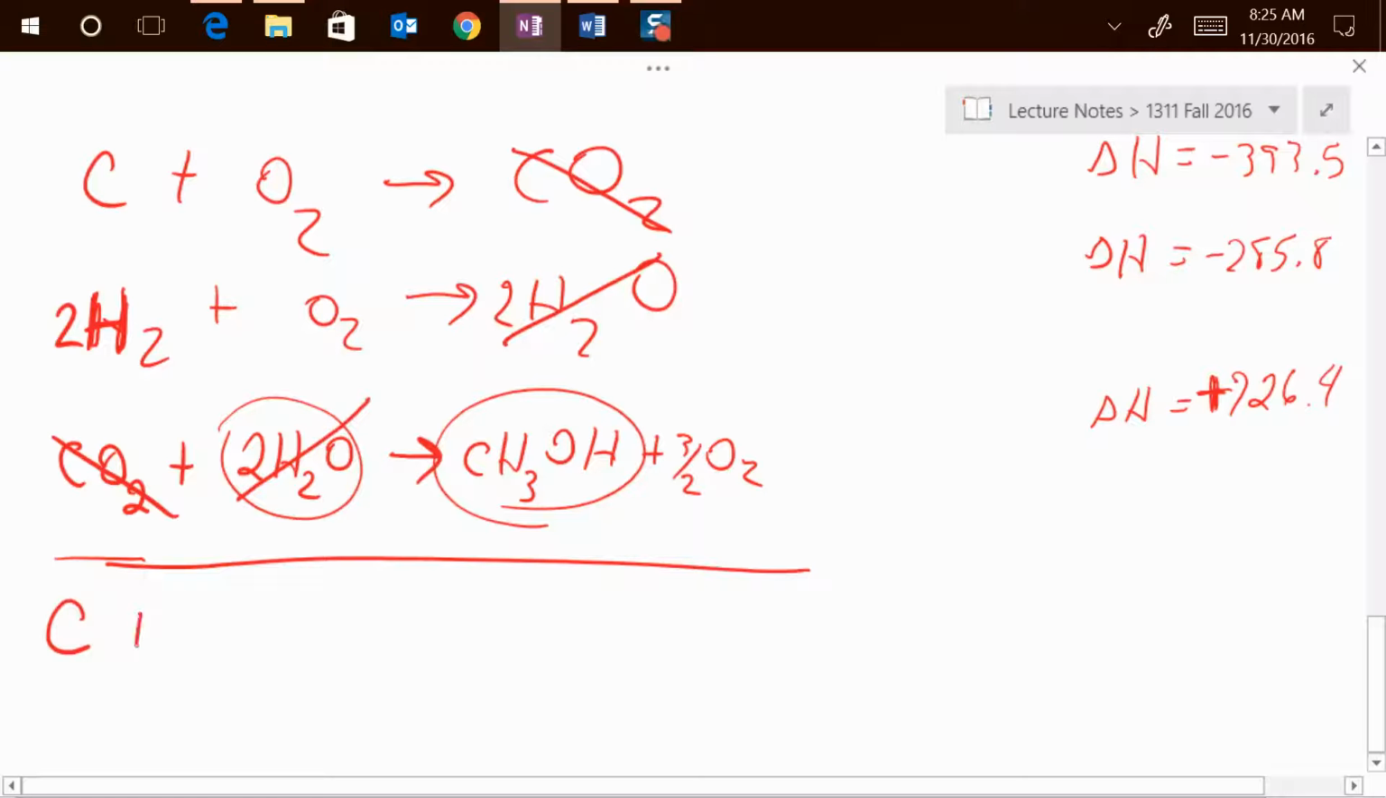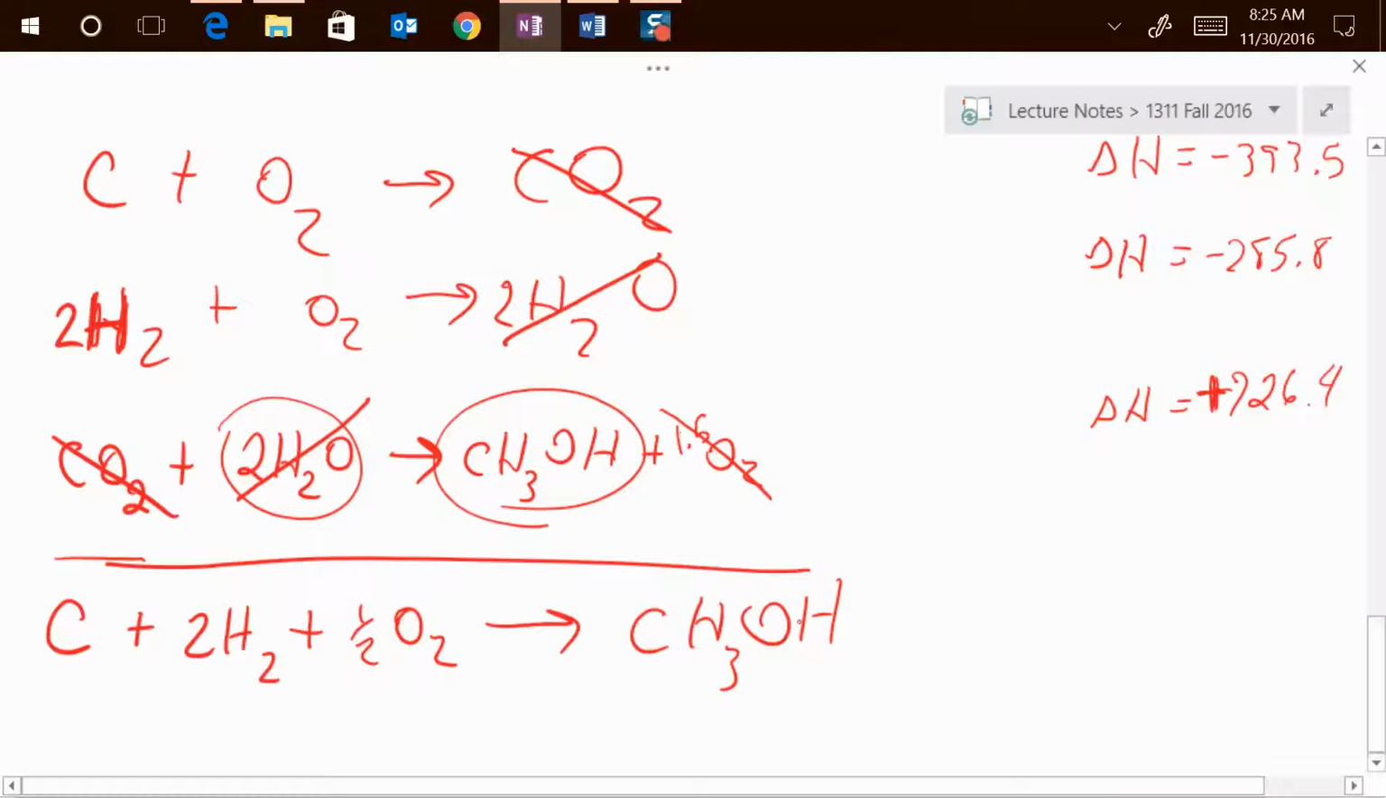What am I left with? I have carbon plus 2H2. And look at my oxygens. Okay? I'm going to rewrite this as 1.5, right? So I have 1.5 and 2. So what am I left with? I'm left with 1/2 O2. Produces CH3OH. Okay? And I got methanol all by itself. Okay, there's no carbon dioxide or waters over there. Everything canceled on that side. So I'm good. All right?